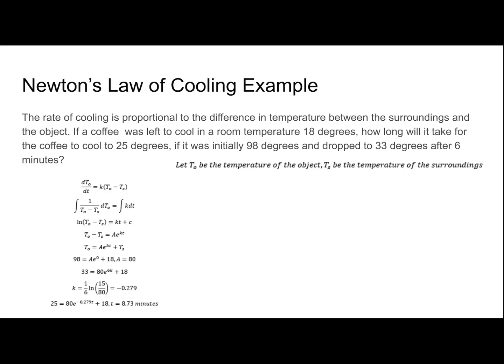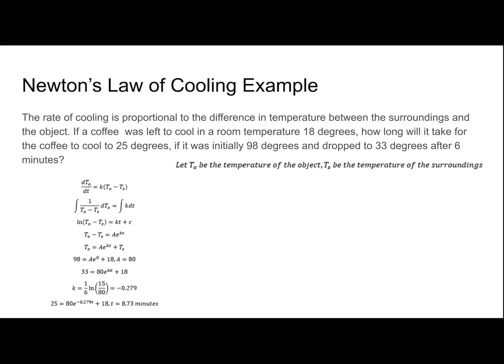We're going to use the initial conditions to find our A value. Initially, the temperature of the coffee was 98 degrees. If we substitute that in, we should find our A value is equal to 80. Therefore we can use that value to find our k value. We can substitute that after 6 minutes, the coffee is 33 degrees. So 33 equals 80, which is our A value, times e to the power of 6k plus 18.